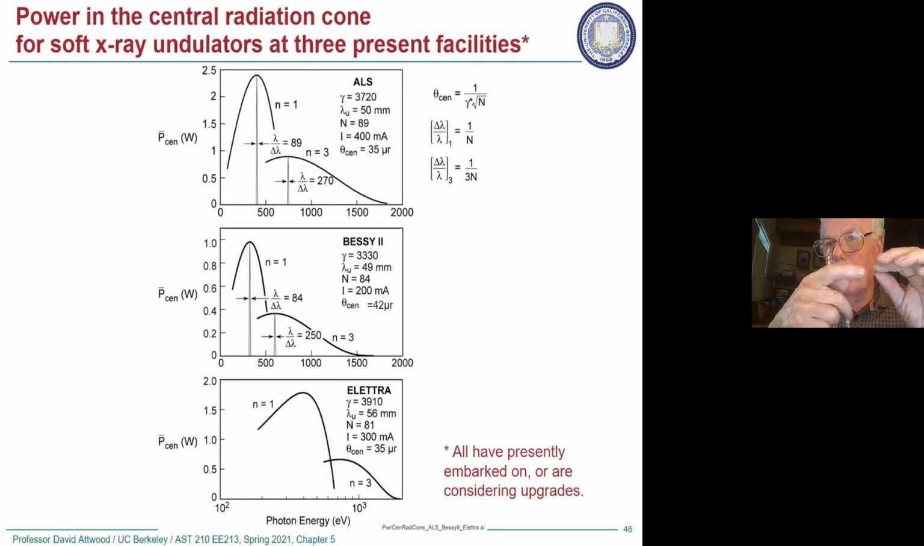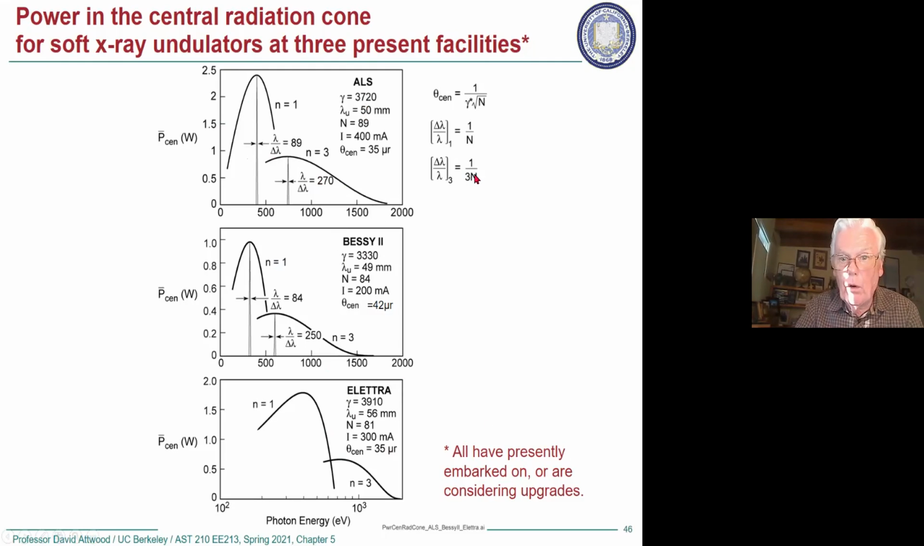That's what's happening. For the third harmonic, there are going to be 3 electron cycles, maybe not high amplitude, but a frequency component is going to have 3 cycles for every magnet period. And so the spectral width is going to be narrower, 1 over 3, okay? So these are tuning curves for an ALS undulator and for Bessie and for Electra, and they're all quite similar, okay?